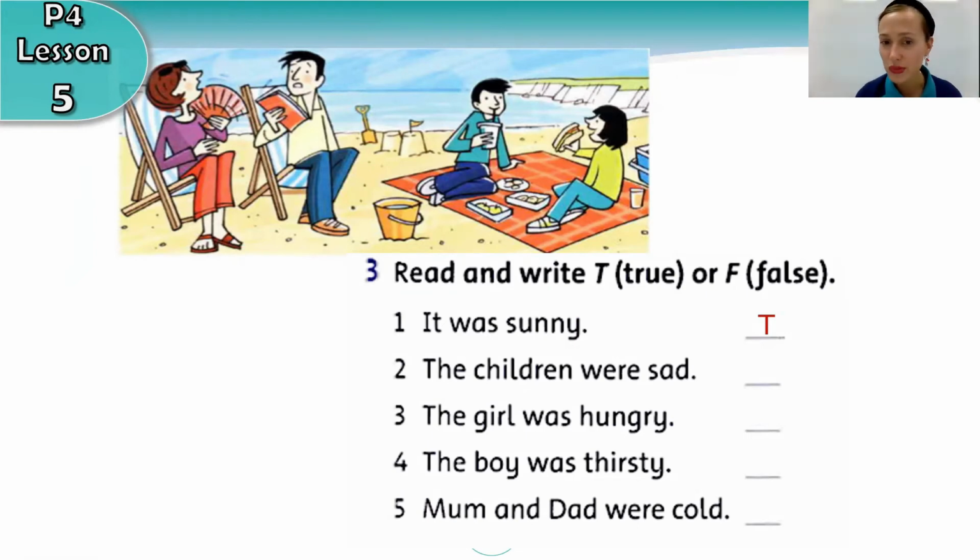Okay, number 2. The children were sad. Look at the picture. I see a boy and a girl. Are they sad? Yes or no? True or false? False. The boy and the girl look really, really happy.